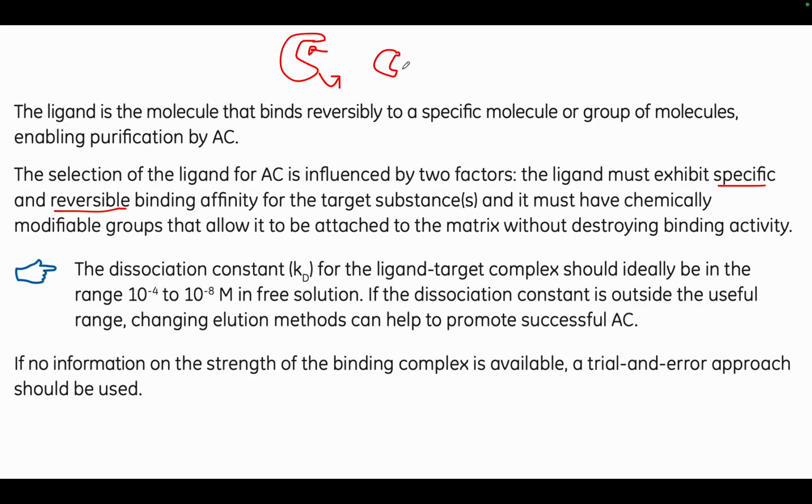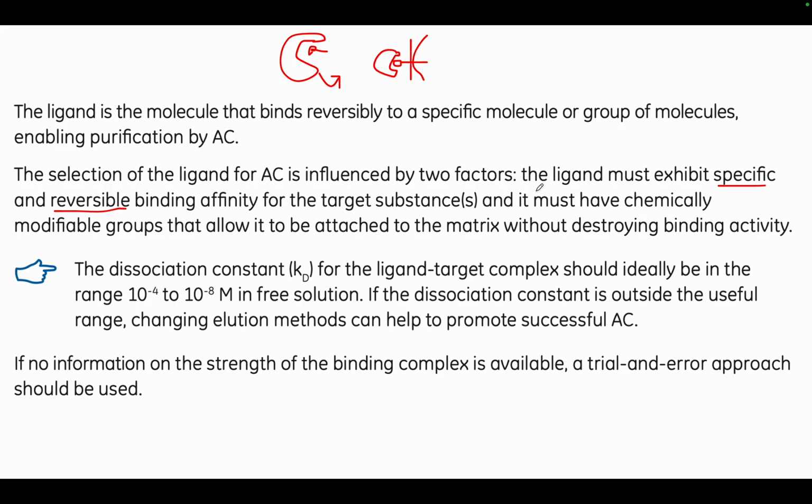If it is irreversibly bound, then either we can't get the target out of the column or we will have to break this linker to get the target out. So now you cannot use this column again, right? There is a form of chromatography in which a covalent interaction is formed. It's called covalent affinity chromatography or immobilized affinity chromatography, which is a slightly different topic. But classically, the binding should be reversible between these two.